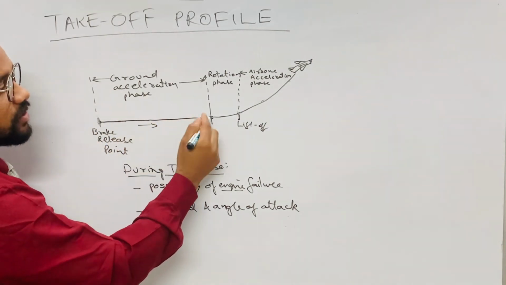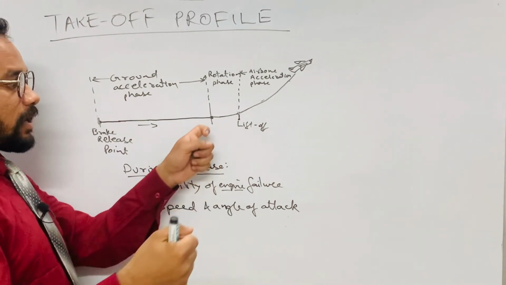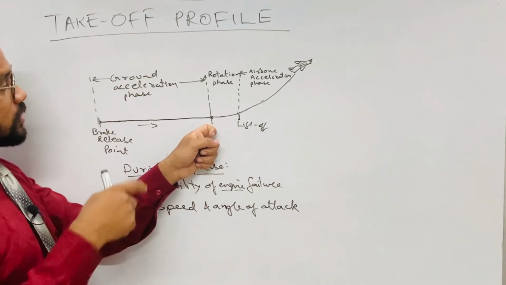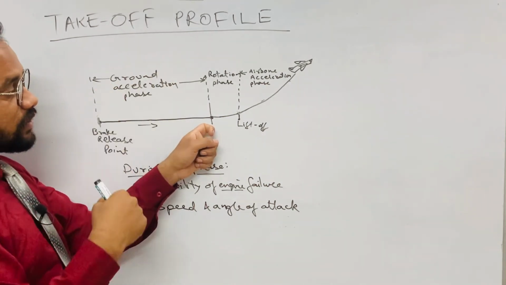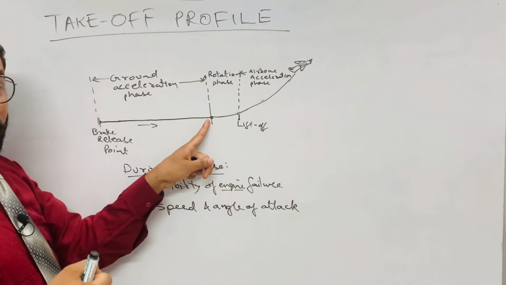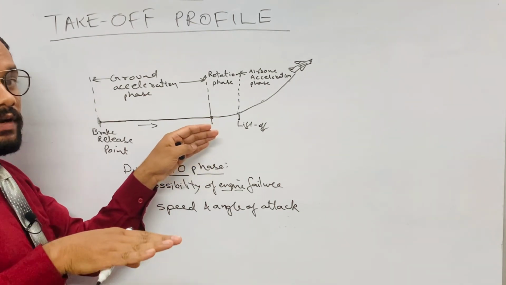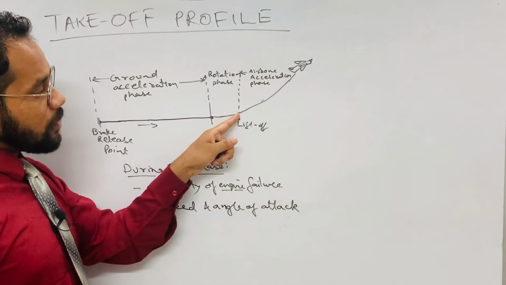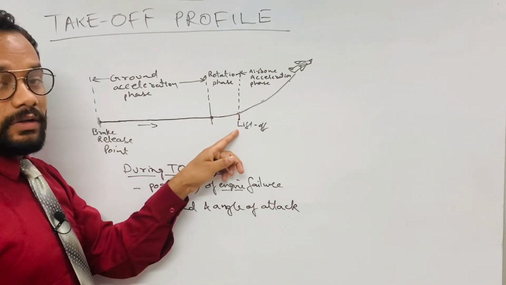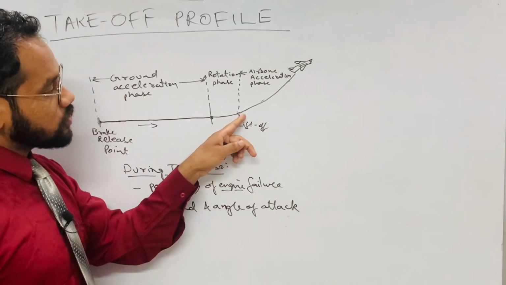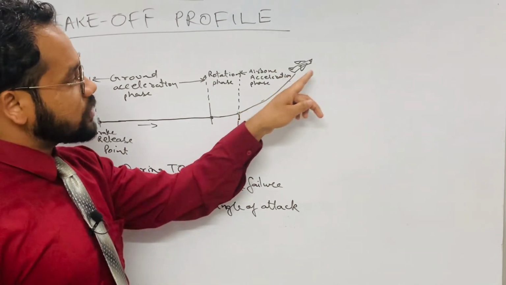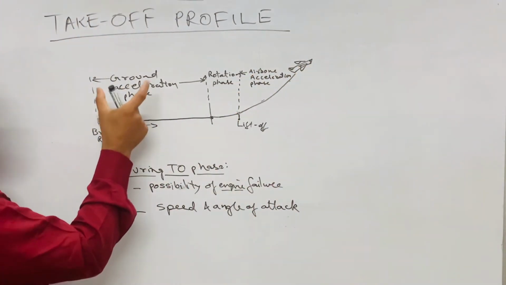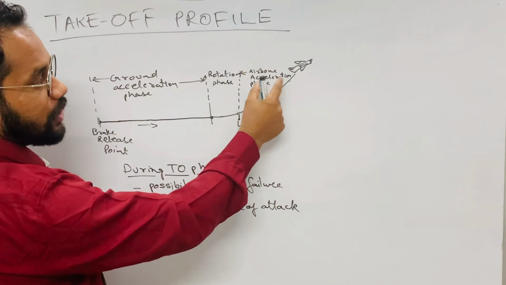When the aircraft is accelerating, there will come a point where the pilot pulls the stick. From the brake release point to the point where the pilot pulls the stick is called the ground acceleration phase. After that, when the pilot pulls the stick, this marks the beginning of the rotation phase, wherein the aircraft angle of attack will start increasing with acceleration maintained. Then there will come a point where the aircraft leaves the ground, called the lift off. Then starts the next phase, called the airborne acceleration phase. So friends, these are the phases we have discussed: ground acceleration phase, rotation phase, and airborne acceleration phase.